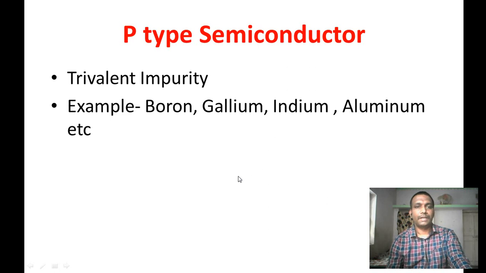Examples of trivalent impurities are boron, gallium, indium, or aluminum. That means in the outer orbit of boron, gallium, indium, or aluminum, 3 electrons are present. Because of that, these are trivalent impurity elements, used to add impurities in the extrinsic semiconductor to form the p-type semiconductor.